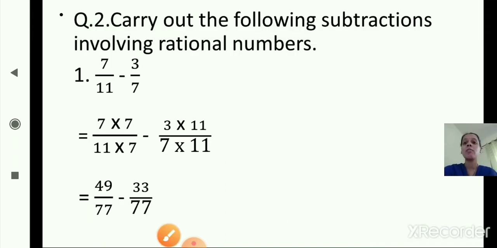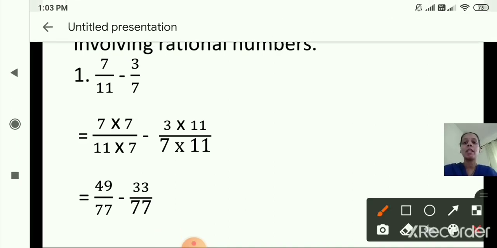Now carry out the following subtraction involving rational numbers. Now we will see how to carry out subtraction. It is the same, only in place of addition you will write down the subtraction sign and you will do subtraction, not addition. Okay, so let's start now. 7 upon 11 minus 3 upon 7.